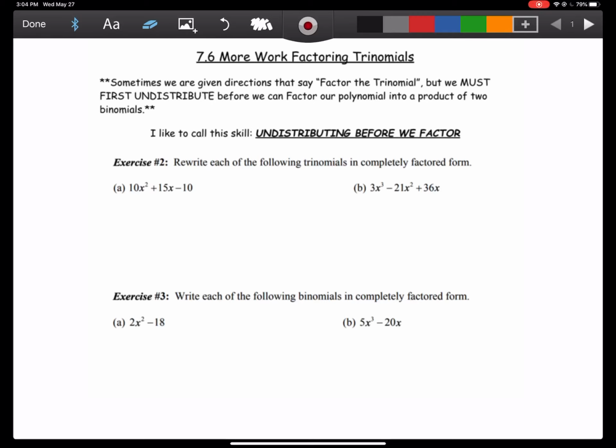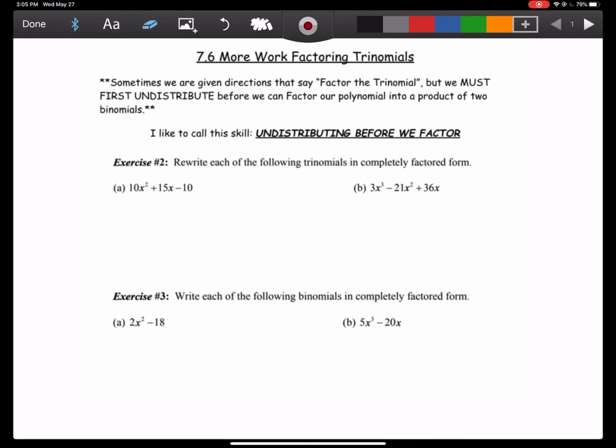Okay, this is 7.6, more work factoring trinomials. So these are going to go very quickly. In my notebook, I am writing this on page 126, and I think this will fit on just one page. So take a minute to read the whole page. This is all there is.